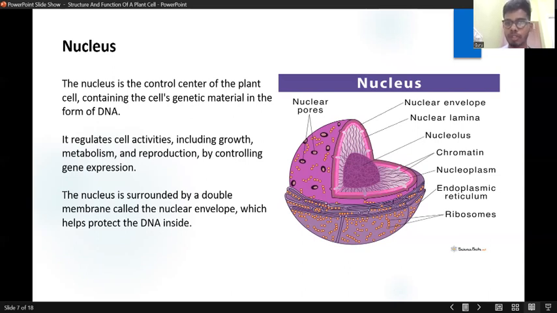So this is the picture of the nucleus. It contains nuclear pores, the nuclear envelope, the nuclear lamina, the nucleolus, chromatin, nucleoplasm, endoplasmic reticulum, and ribosomes.